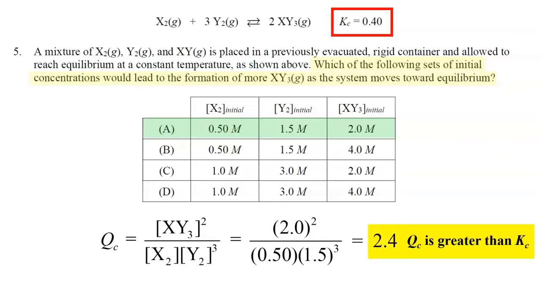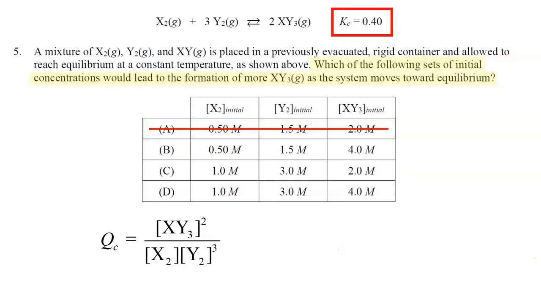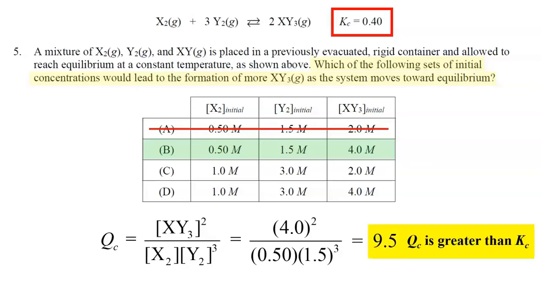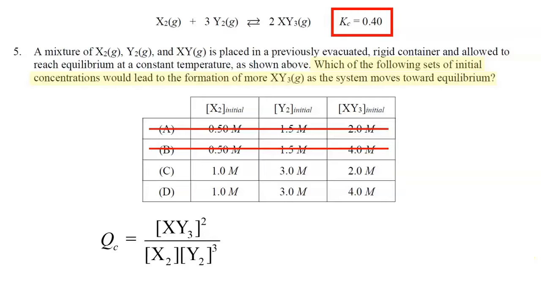So that means that with choice A, Q is greater than K. That would lead to a net conversion from right to left, or from products to reactants, and that's not what we're looking for, so we can go ahead and eliminate choice A. Now, moving on to choice B, it would be 4 squared divided by the product of 0.5 times 1.5 cubed, but this also results in a value in which Q, 9.5, is greater than K, which is 0.4. So again, I can eliminate choice B. We're looking for a situation in which Q is less than K.